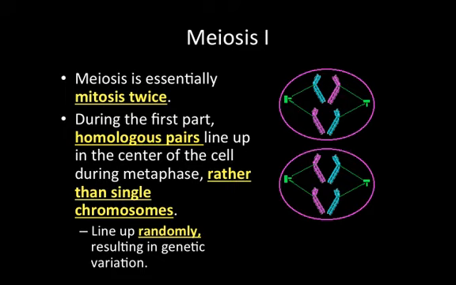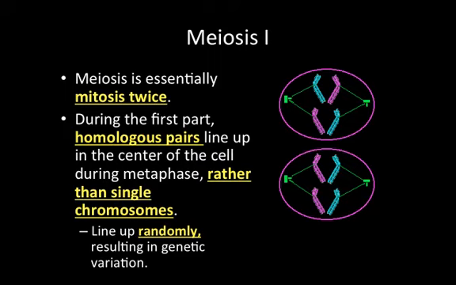So instead of seeing a single line of chromosomes going down the middle of the cell, homologous pairs are going to line up. Remember that there are 23 pairs of chromosomes in the human body, so you're going to see 23 homologous pairs form at the center of that cell. They line up randomly, resulting in genetic variation.